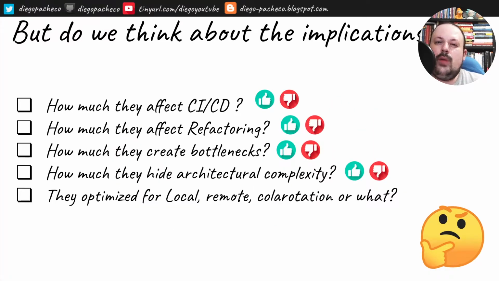However, we need to think beyond branches, and we need to think about what implications the branching approach or branching model has for the overall architecture, and the overall DevOps initiative, I would say. So how much can branches affect CI/CD? Are they good for CI/CD or are they bad for CI/CD? Something we need to think about. How much can branching affect refactoring? Is branching allowing us to do more refactoring, or is branching actually making us do less refactoring? That's also something we need to think about.